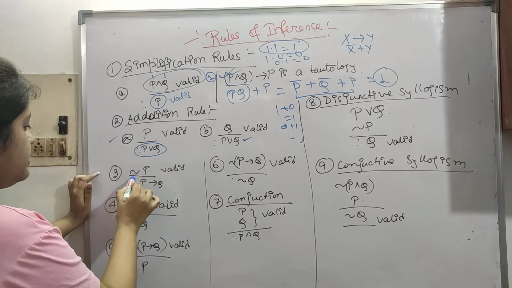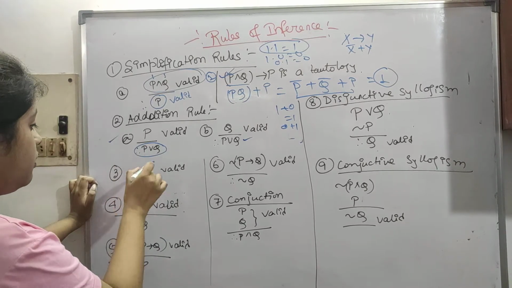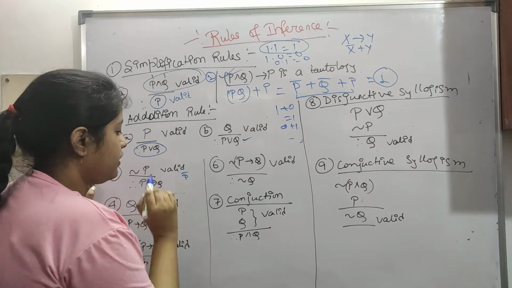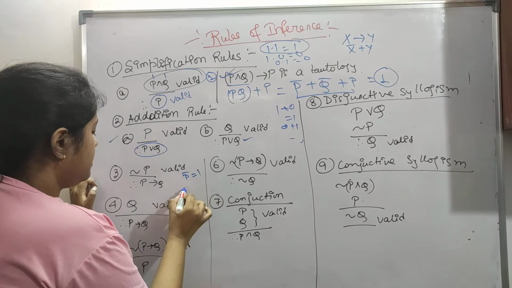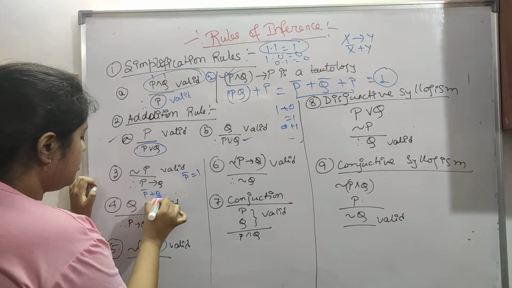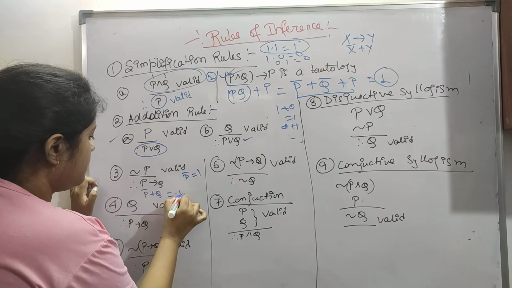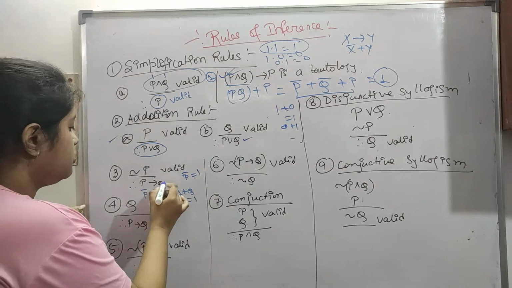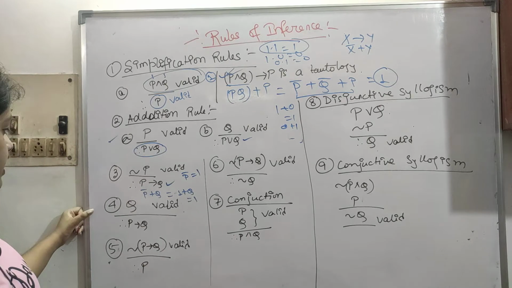So now let's say P complementation is valid, which means P bar is actually 1. So now let's see here. This is actually P bar plus Q. P bar is 1, and 1 plus Q is 1, since 1 plus anything is 1. So this also comes down as valid.